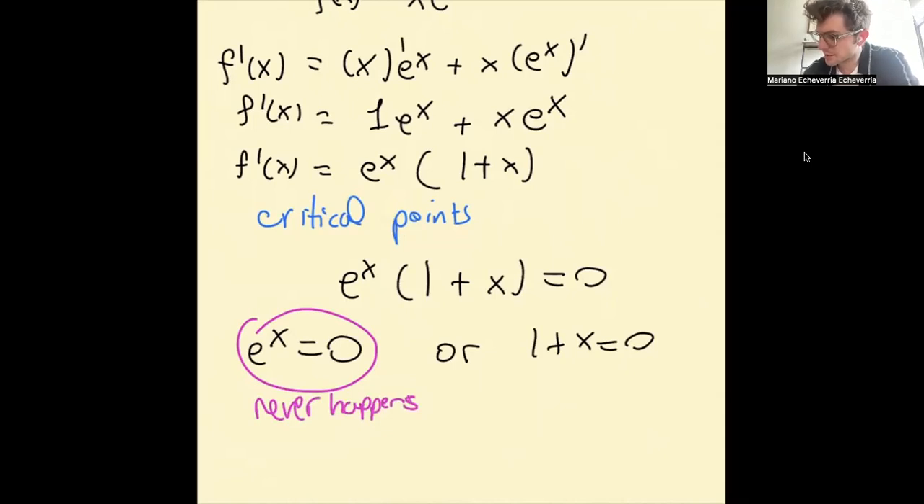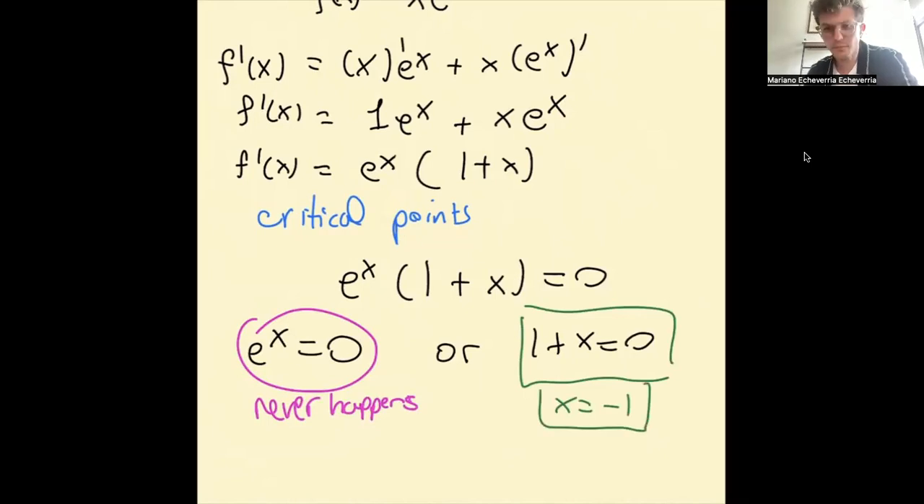And this happens when what? This happens when x equals -1. Okay, so the critical point occurs at -1. Is that making sense? Any questions about this up to this point?